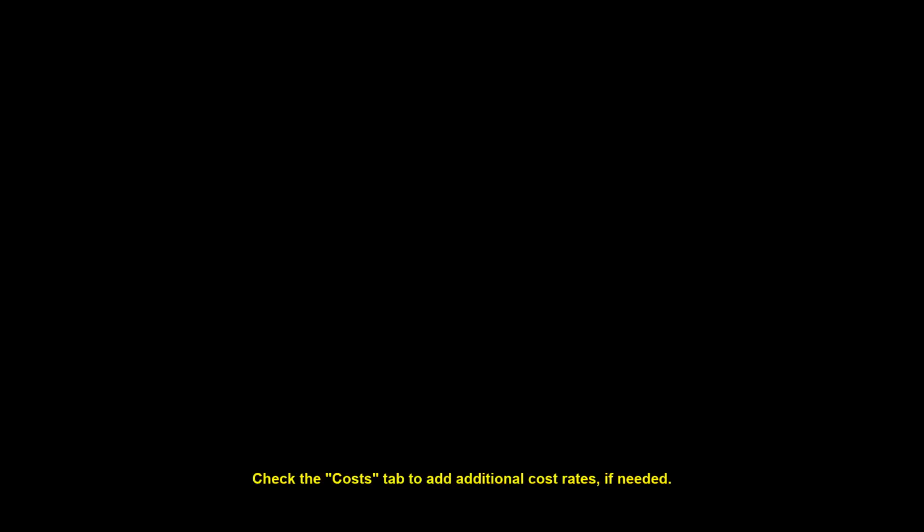To add additional details, right-click on the resource name and select Resource Information. In the Resource Information dialog box, check the Costs tab to add additional cost rates, if needed. After entering all necessary details, click OK to save your changes.